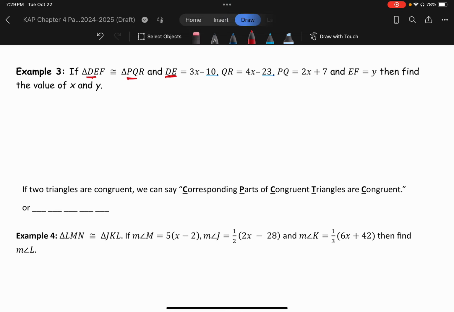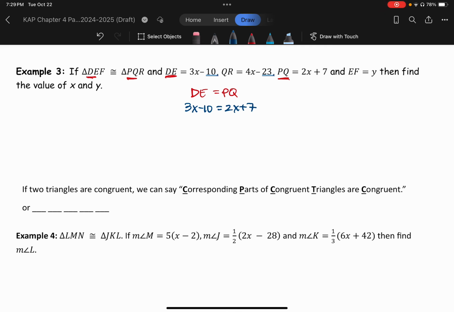So if I take a look here, do they give us DE and PQ? In the problem, we see that they do. We need to understand here that DE is going to be equal to PQ, okay? Because they told us that these triangles are congruent, so DE is congruent to PQ. That's sufficient to say that they're going to be equal. So that's going to be how we set up our equation, at least to start off here. So we have 3x minus 10 is equal to PQ, which is 2x plus 7.